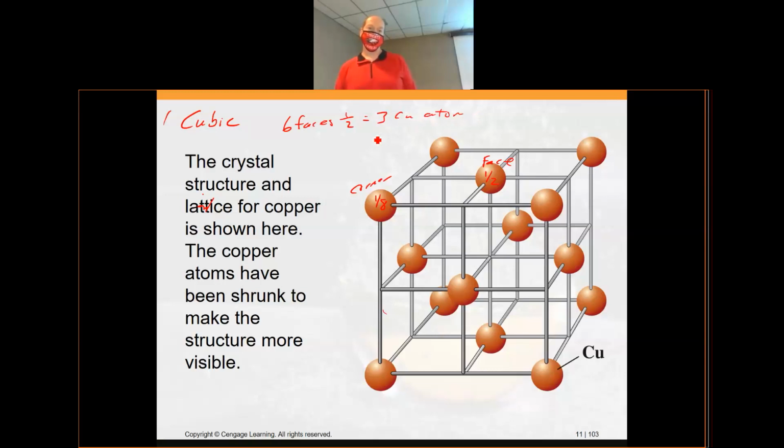And then you have the 8 corners. So all cubes have 8 corners. You can count them 1, 2, 3, 4, 5, 6, 7, 8. You got 4 corners on top, 4 corners on bottom. All right, and so you have 1/8 of that atom inside of your cube. So when we're looking at this copper structure, there are 4 copper atoms in the cube.